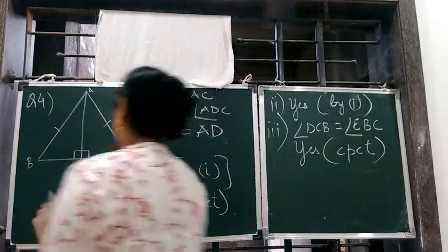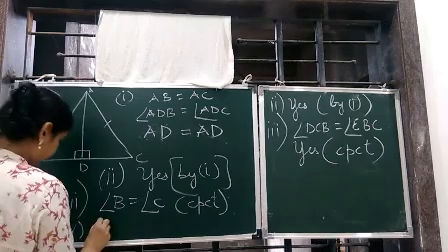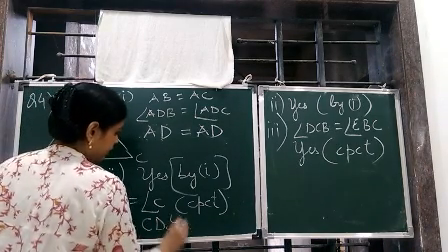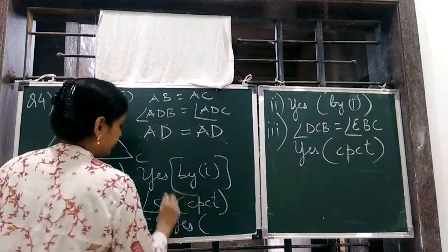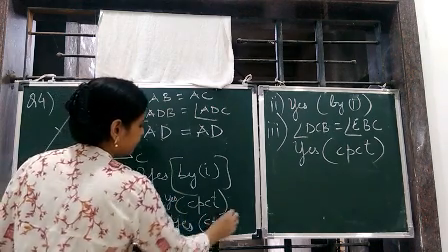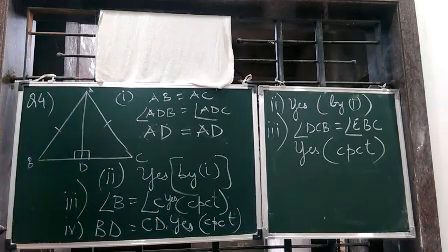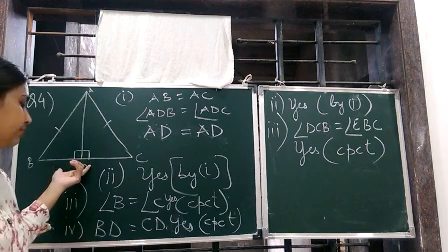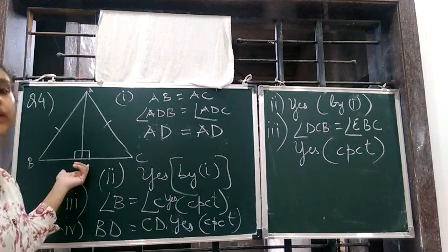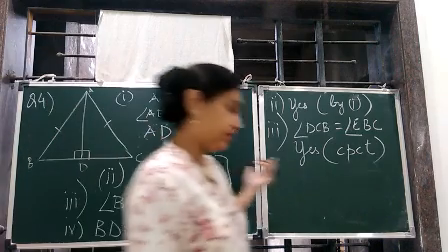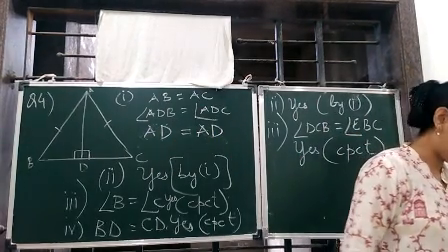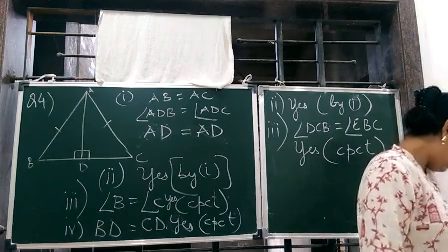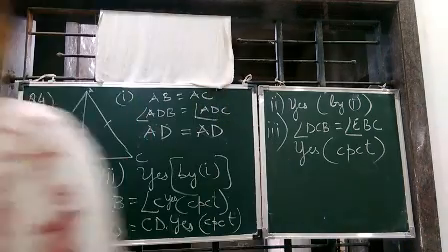Is BD equal to CD? Yes. BD is equal to CD. Why? Again CPCT. They are also the parts of the congruent triangles. Since we have proved the triangles congruent, their parts are also congruent. Each and every corresponding part is also congruent. So this completes the try these children. Now exercise 7.2 we are going to start tomorrow.